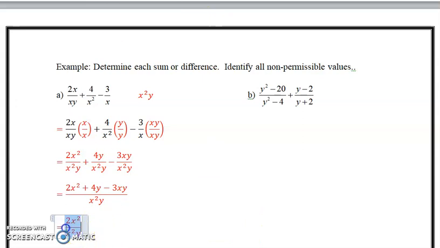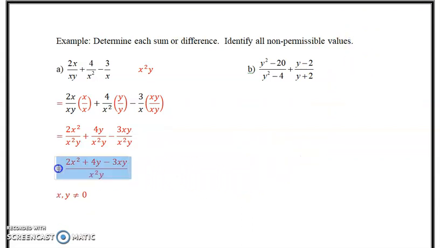So x can't be equal to 0, and then instead of doing both, I can just put x, y, right? And there's your non-permissible values. I state them anyway, even if it doesn't say to. It does in this case, but just get used to that. There's your common denominator. It's all over one, and you're finished.